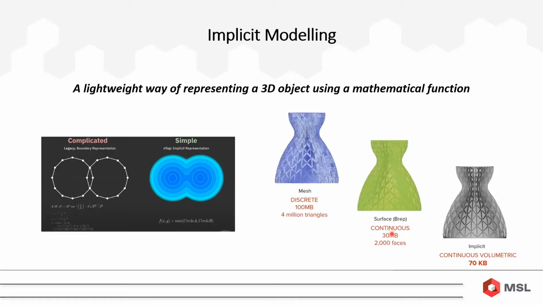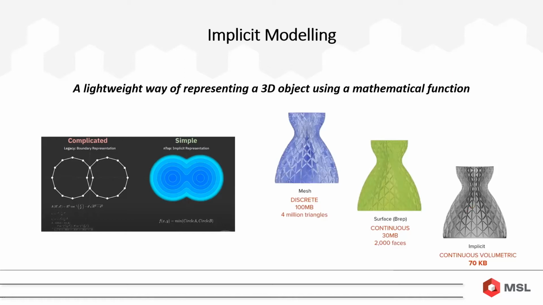In the example on the right here, we have a mesh, a model which is represented as BREP, and an implicit model in nTopology. The mesh with a reasonable resolution is 100 megabytes, the BREP is 30 megabytes, and the implicit model is just 70 kilobytes. And this is very scalable. If we were to double the size of the part and keep the same resolution, the size of the mesh would increase quite dramatically. The BREP would also increase, but the implicit model, because we're just storing a mathematical equation, would stay at pretty much 70 kilobytes.